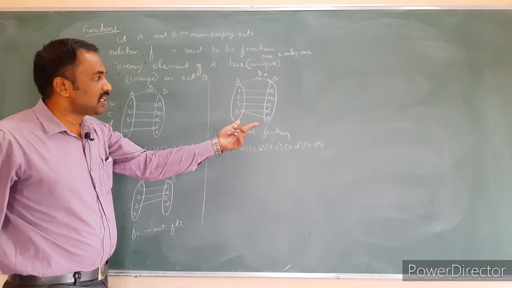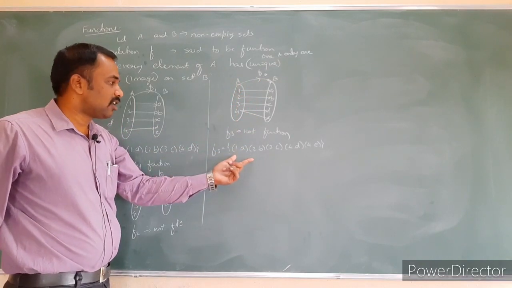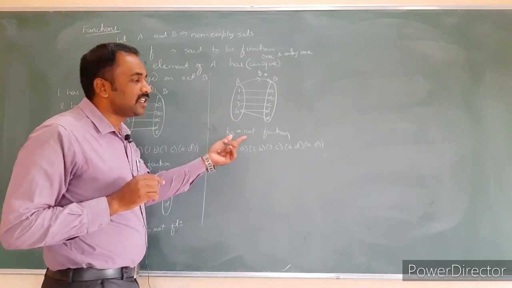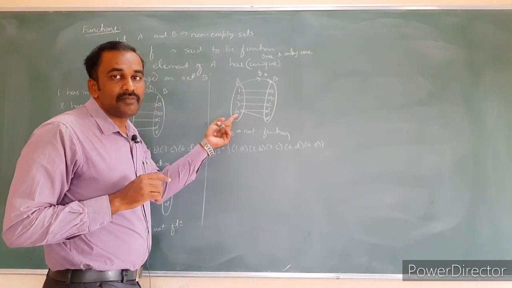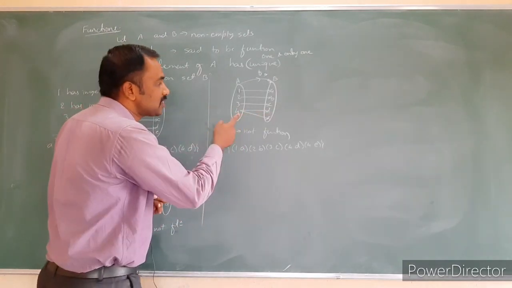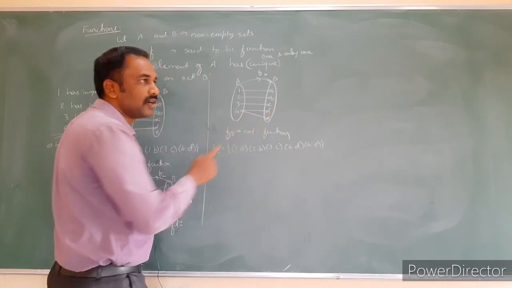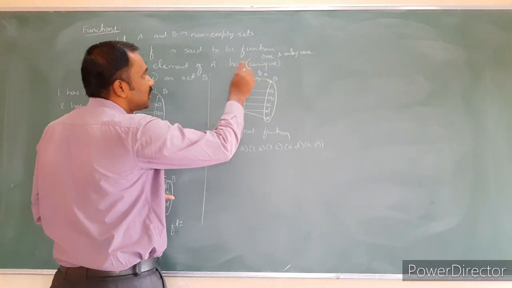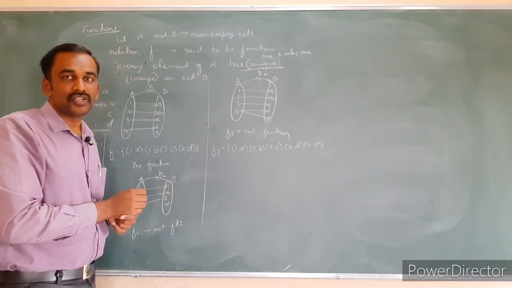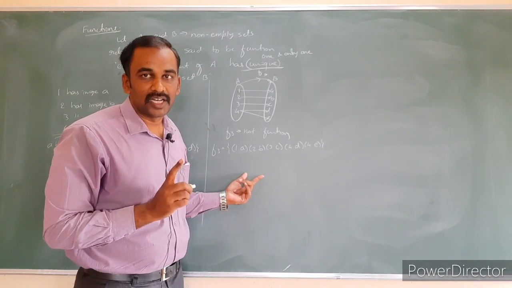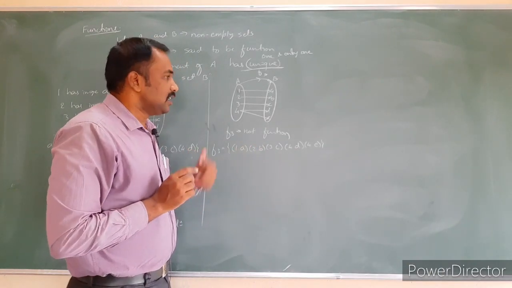Suppose a ray diagram is given, we can easily determine it. Whenever ordered pairs are given, we can determine it that way also. It is not a function. Why? Because element 4 has two images. What are the images of element 4? One is D, one is E. Our condition is a unique image, but it has two images, therefore it is not a function. Are you clear? Okay.